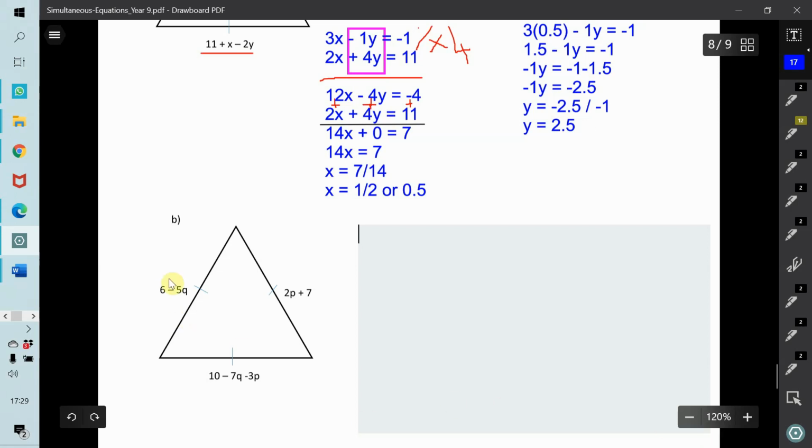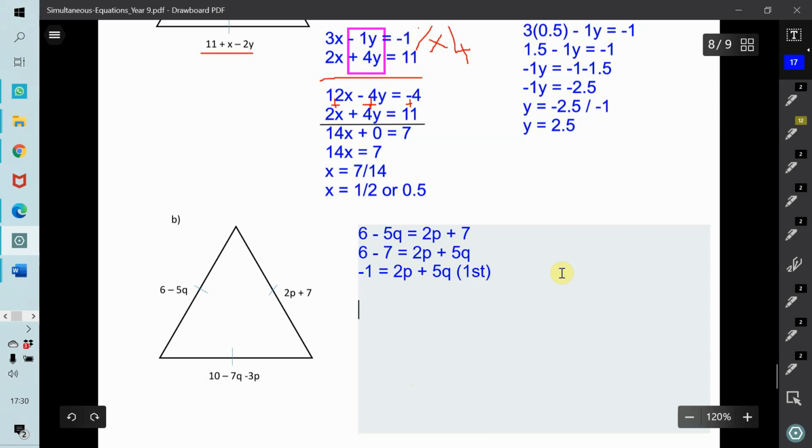let's do 2 equal to each other. 6 minus 5q equals 2p plus 7. Collect like terms. Now I don't want them both negative, so I'm going to do 6 minus 7 equals 2p plus 5q. Minus 1 equals 2p plus 5q. All right, and that's my first equation.